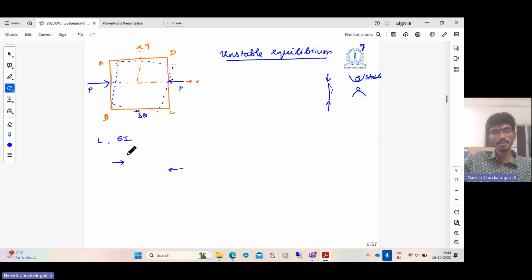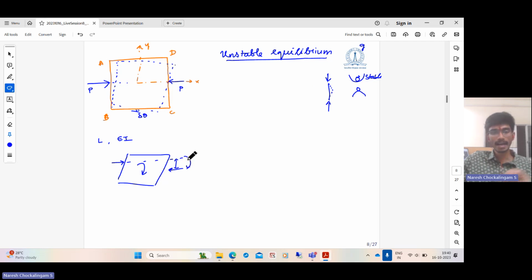And what does that mean? This rigid body doesn't have any support, so it is just going to rotate freely. This rotation is in the clockwise direction. And the resulting couple due to the small distance is also in the clockwise direction.